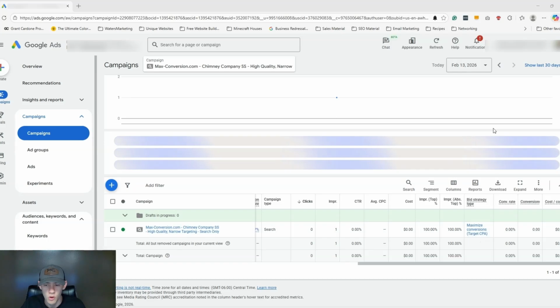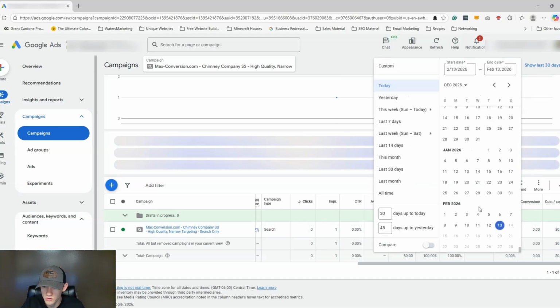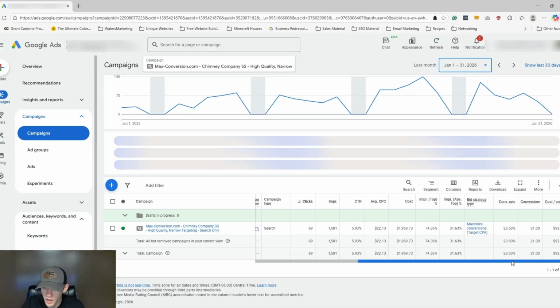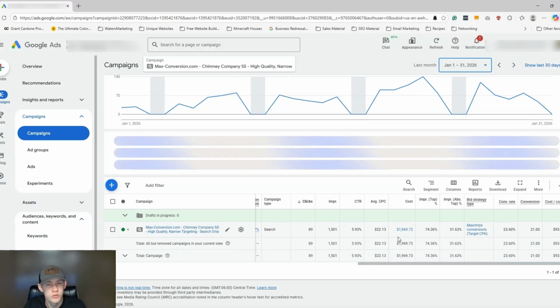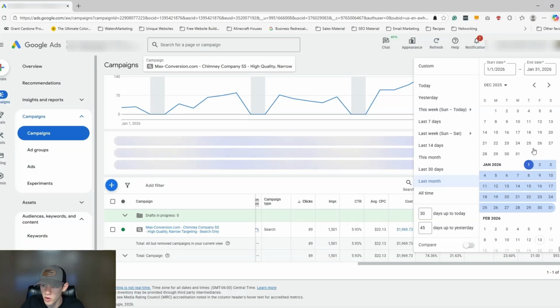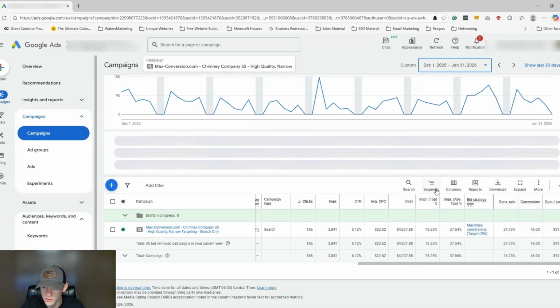campaign. So what we're seeing here is, if we go to last month, we're looking at about $2,000 spent, about 21 conversions at about a $93 cost per lead with a 23.6% conversion rate, which is excellent. If we go back a little bit further into December, we're looking at more of a 24.7% conversion rate, 46 leads, $91 per lead. So it's pretty good in the chimney space.